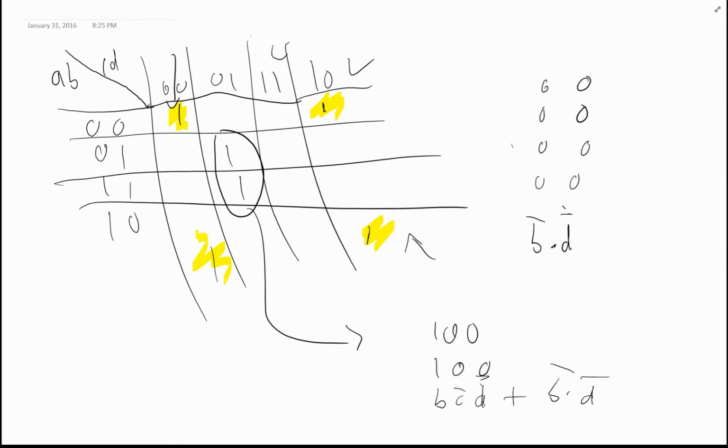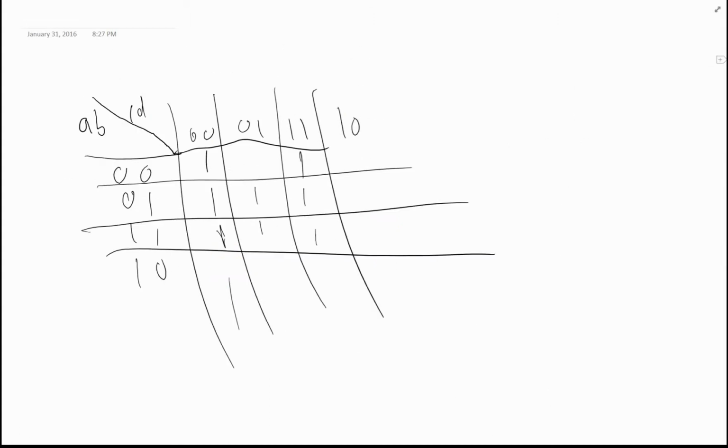Cool. Alright, a little bit trickier one. What is the best way to group this? Oh, you can do 6 at once. No, you can't. Remember, it's only 2 to the n. So 1, 2, 4, 8. 6 is not there. Sorry, fellas.